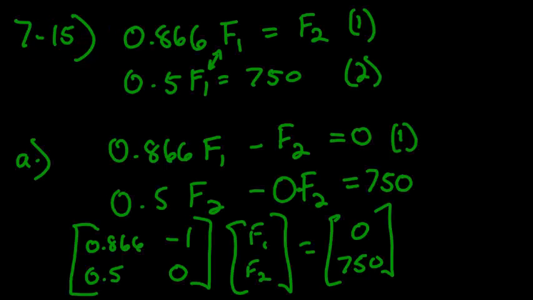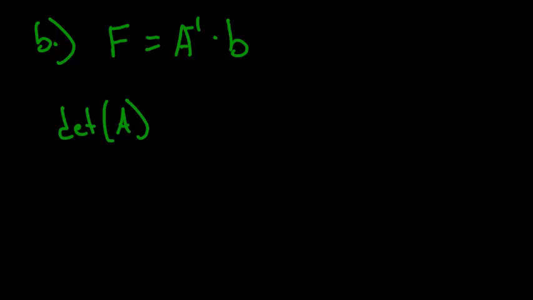Part B says now let's find F, which is this variable vector F. Let's find that by taking the inverse of A and multiplying that by B. So first we find the determinant of A, which is equal to A times D minus B times C.